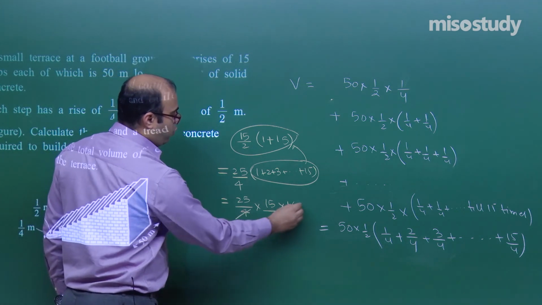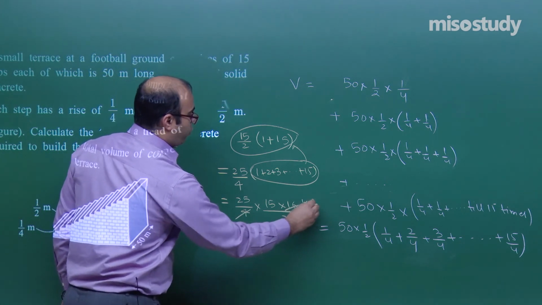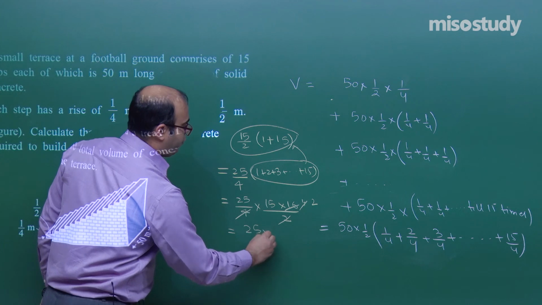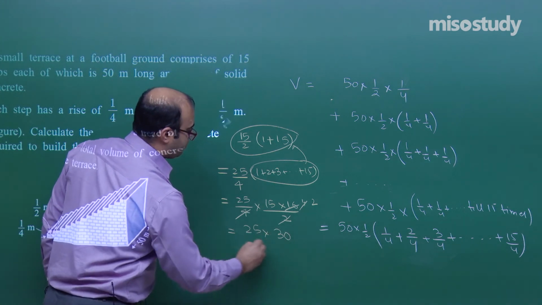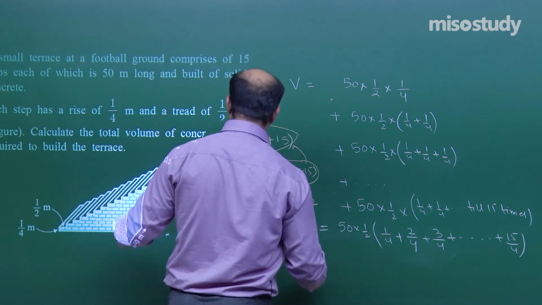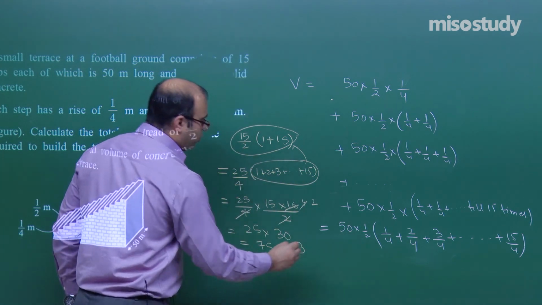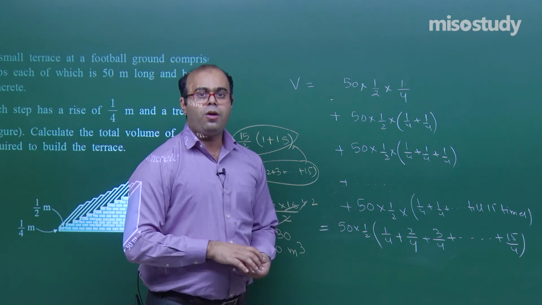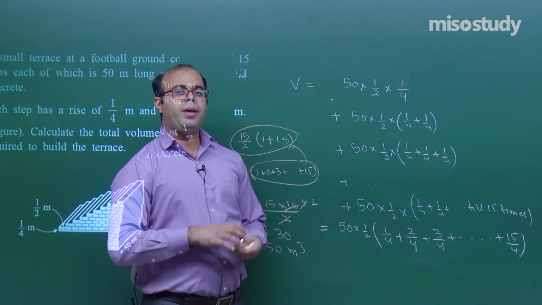So 4 into 4 is 16, 2 is 4. So 25 into 15 into 2 is 30. So 30 into 25 is 750. Since the unit is meter for everything, it is meter cube. So 750 meter cube of concrete volume is required to make that terrace.